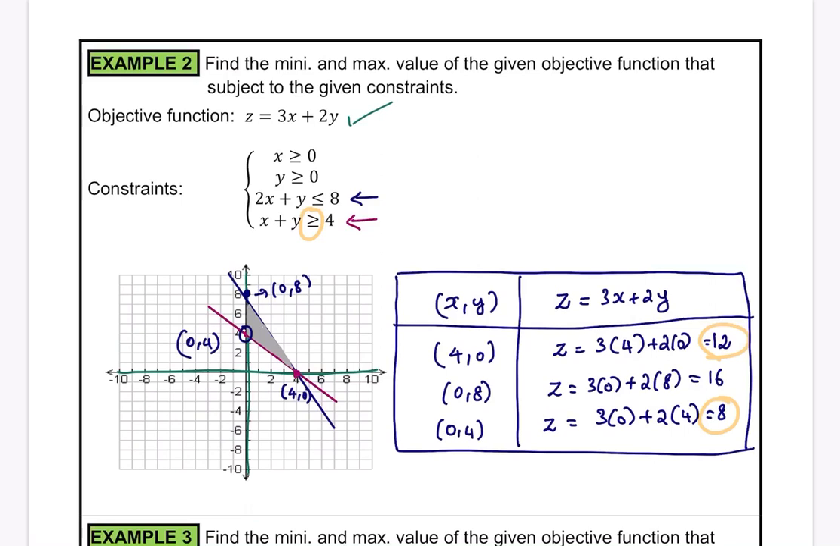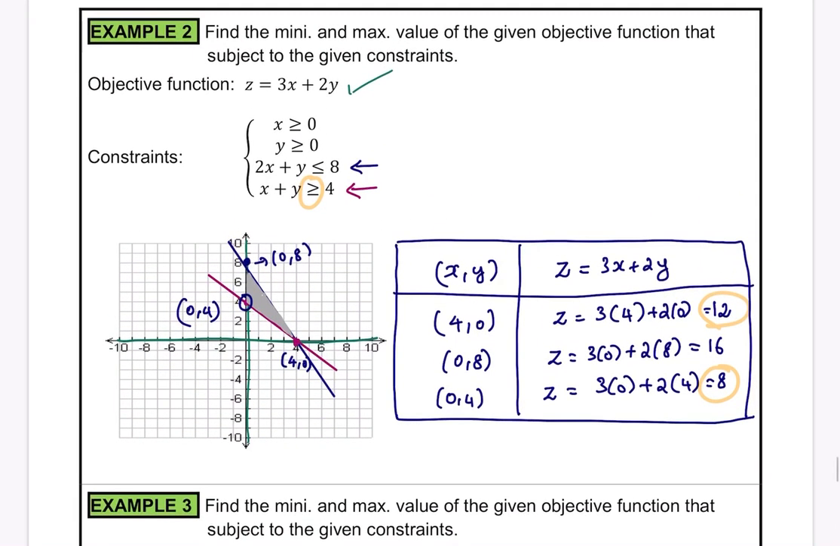All right, and that's how we solve this problem. So here we can say the maximum is equal to 16, and the minimum is equal to 8. For some reason, I think I marked it wrong. So let's clear this up. This is supposed to be the maximum is 16, the minimum is 8, and that's how we solve it.